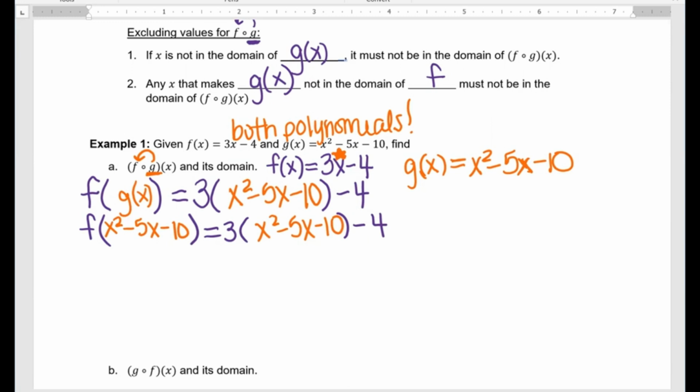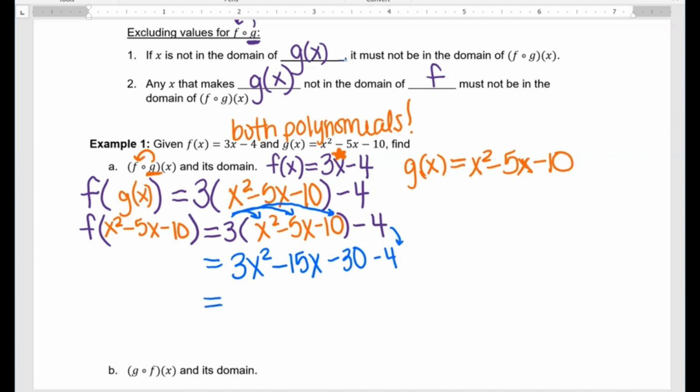To simplify this, we need to distribute our 3. And remember that 3 needs to go all the way through. So 3 times x squared gets us 3x squared. 3 times negative 5x gets us negative 15x. 3 times negative 10 gets us negative 30. And we bring down our -4.